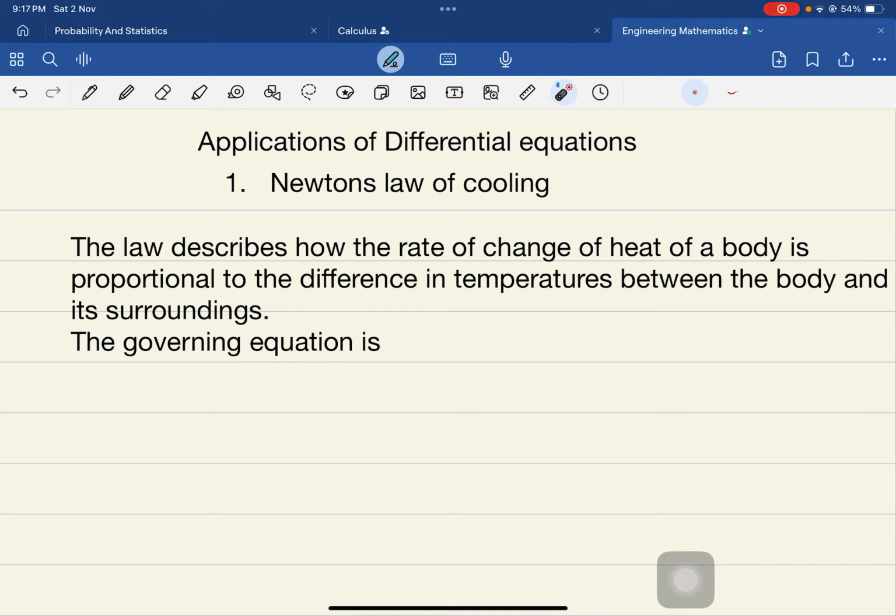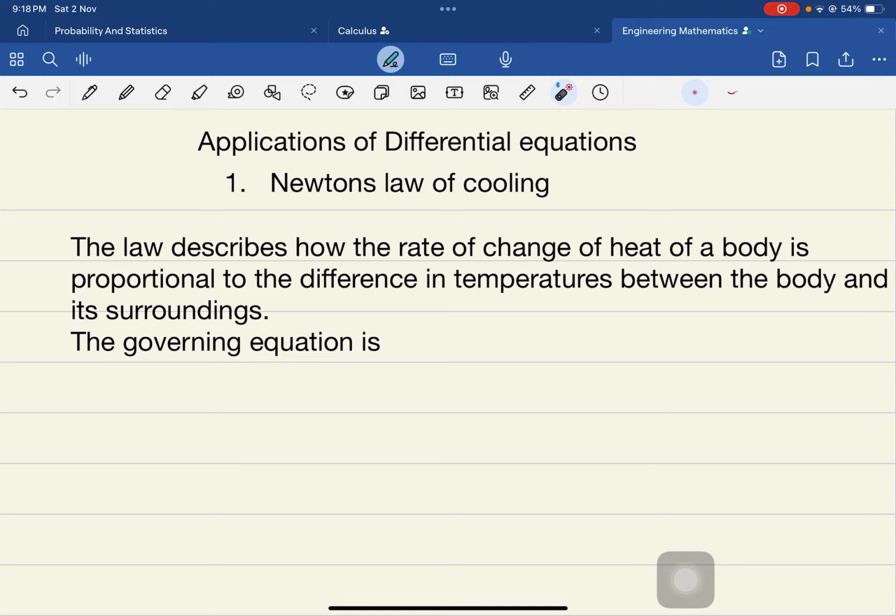We have done, in fact, the higher order differential equations and the methods of solving them. And also we have done the first order differential equations. So now where do we use all these differential equations? The applications we are now going to do.